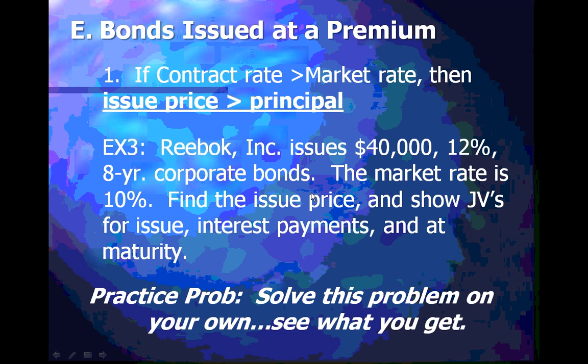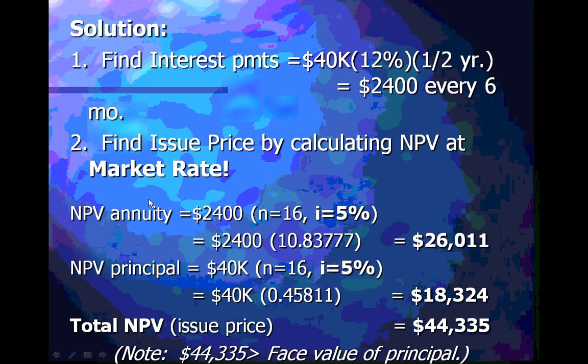If the market rate was 10%, we don't use the 12 here, we use the 10, the market rate, but that's every year, so 5% per 6 months. You go n equals 16, i equals 5. I doubled the term, I cut the interest rate in half. I go to the table for the annuity, B3, and I pull 10.8377 times 2,400, I get $26,011.